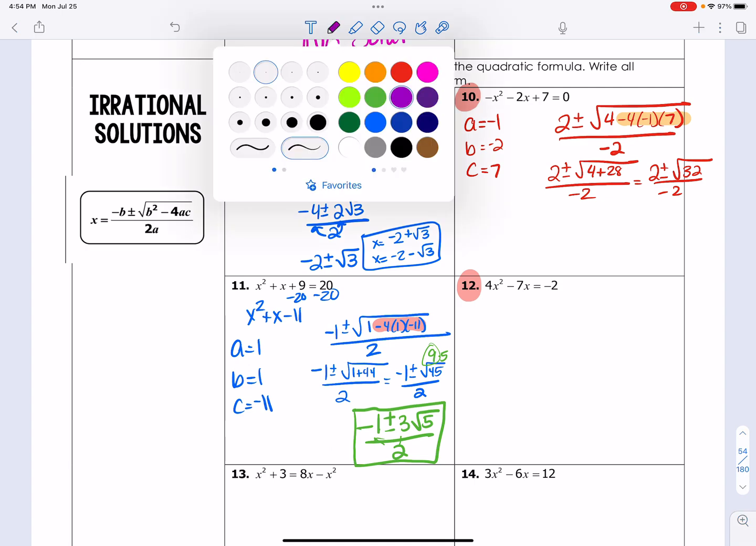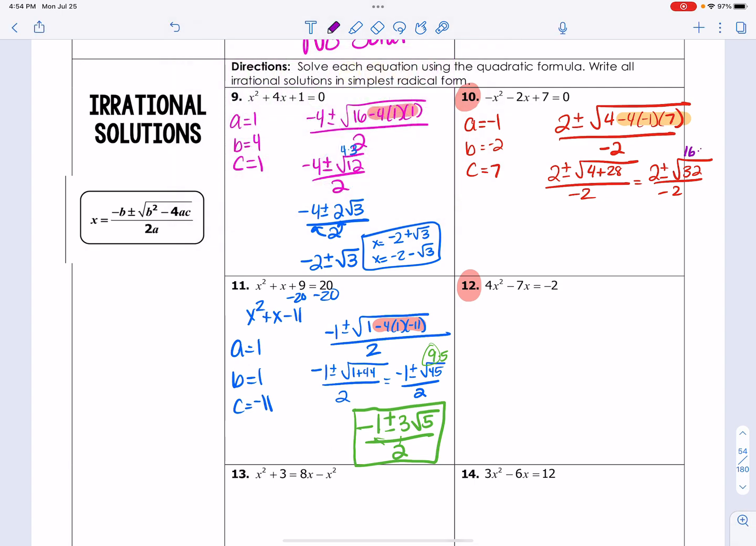And then if you look at that, 32 is 16 times 2. So this is 2 plus or minus 4 root 2 over a negative 2. I can divide both of them by a negative 2. So that becomes a negative 1, and now plus or minus 2 root 2. That is how you write this answer. And I know that's scary, so if we need to practice some more of these radical ones, we will. Okay, but it's just simplifying it out.